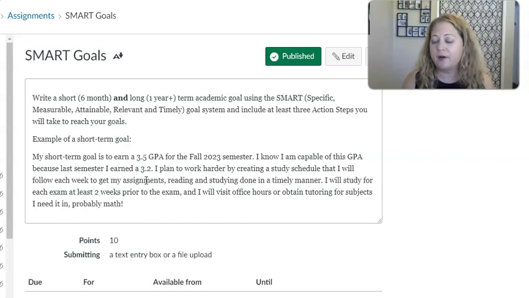You can write it in paragraph format. You can go SMART, whatever those things are called, and you can do it that way. However you want to write it is fine, but I also want you to include your 3 action steps. So what do you need to do to make that goal happen? Okay, you can't just say that I'm going to exercise every day. Well, what does that mean?